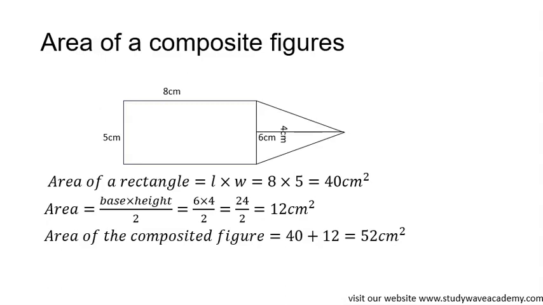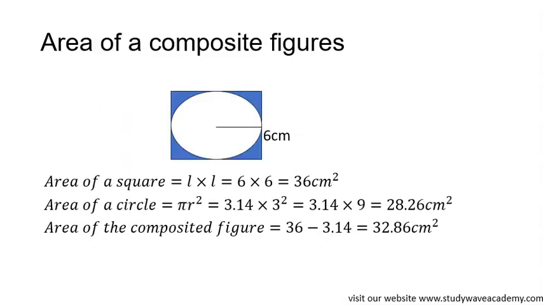Let's see. Here we have two shapes, the square and the circle, right? So we have to find the area of this composite figure. So what do we do first? It's still the same thing. You look for the area of the square, then next you look for the area of the circle, okay?